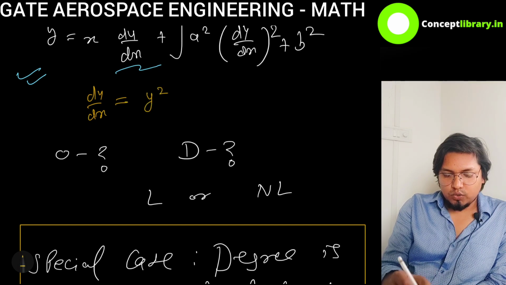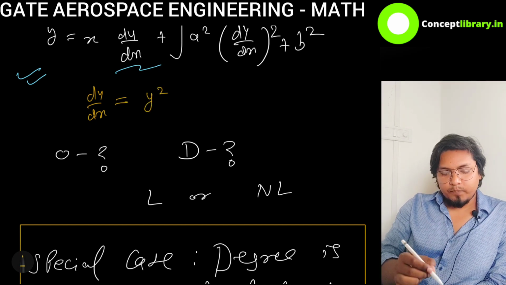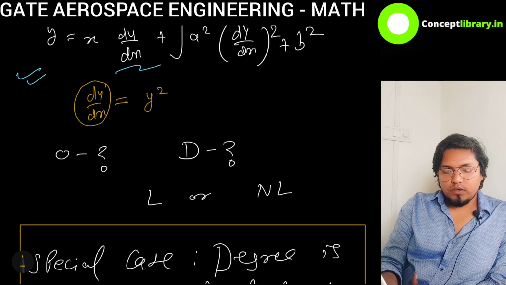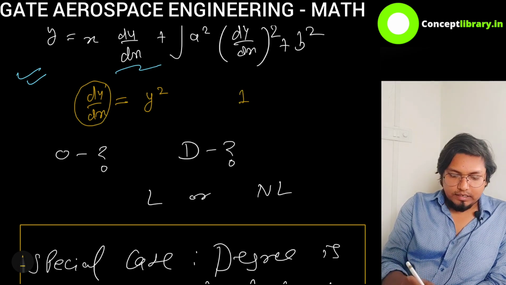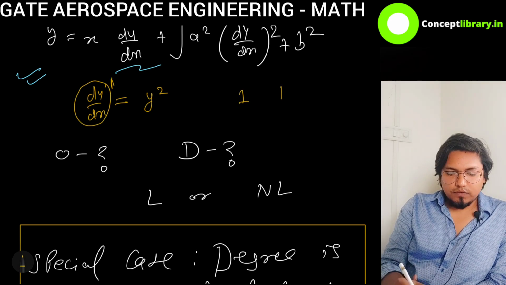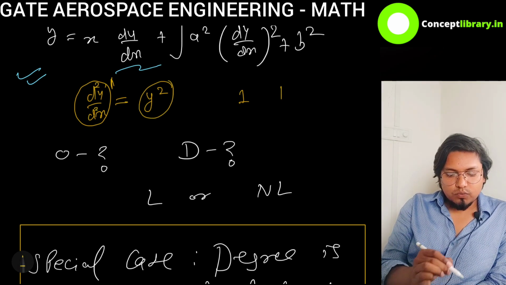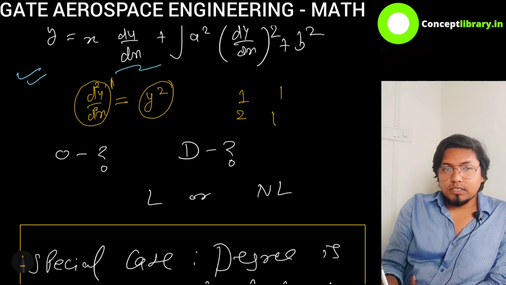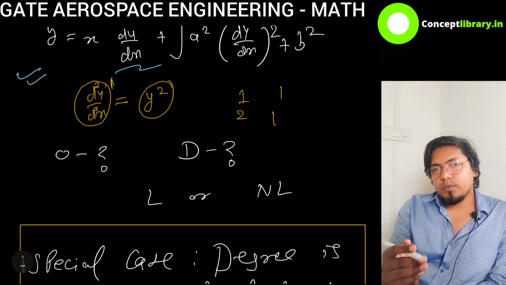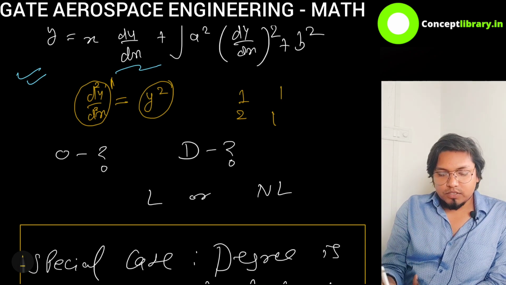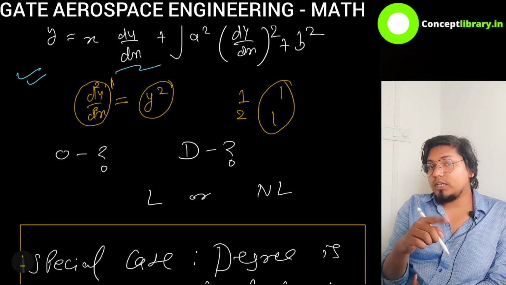y square. You see in this case order is also 1, degree is also 1, but because of this y square it became non-linear. If I put here d2y by dx square, in that case order becomes 2 but degree is still 1, but because of y square it is non-linear. It means in this example degree was 1 but the equation was non-linear.